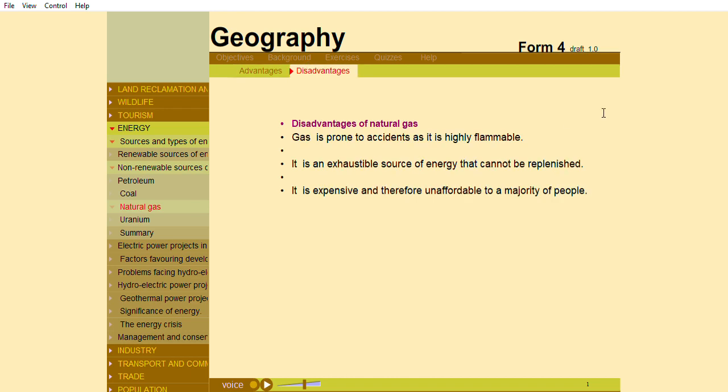Disadvantages of natural gas. Gas is prone to accidents as it is highly flammable. It is an exhaustible source of energy that cannot be replenished. It is expensive and therefore unaffordable to a majority of people.